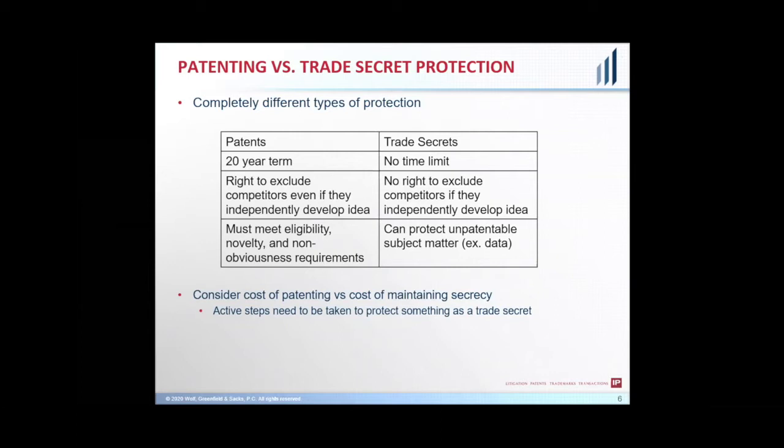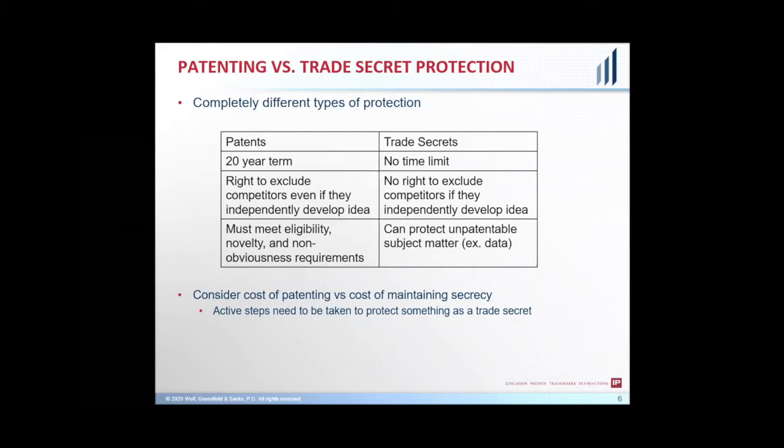And with patents, you have to meet these eligibility, novelty, and non-obviousness requirements. Whereas with trade secrets, you can get protection on unpatentable subject matter, such as your data, which could be a huge pro for your business.